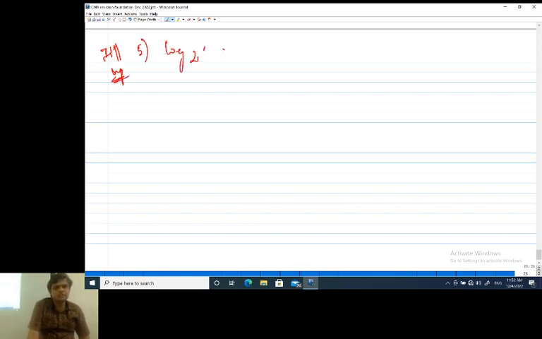Log of 2 is given as 0.30103. They are asking you what is going to be the log of 4 power 50. What is the number of digits in 4 power 50?